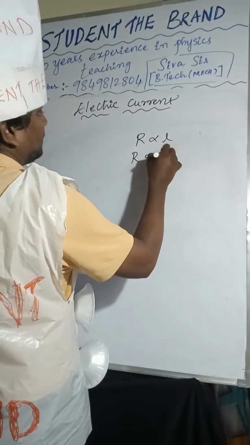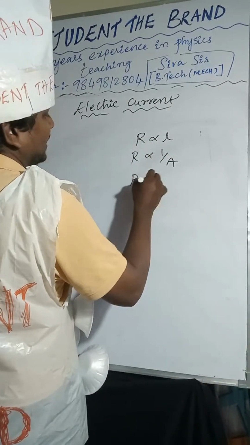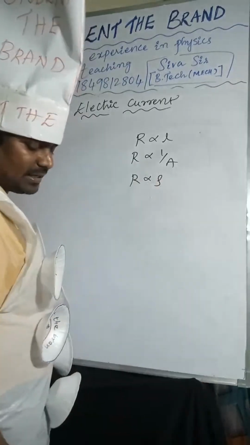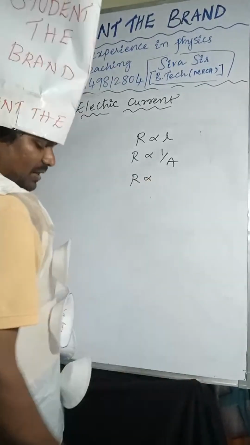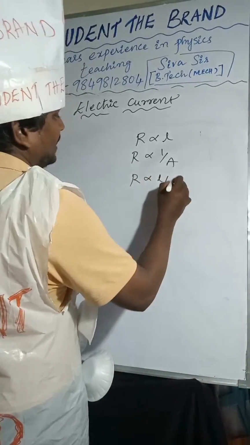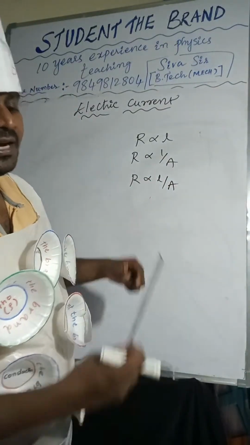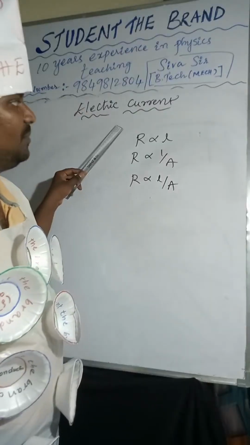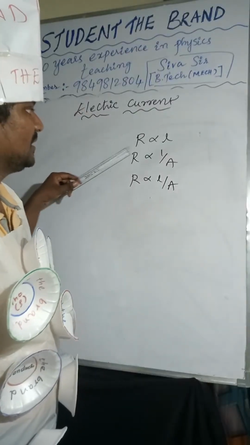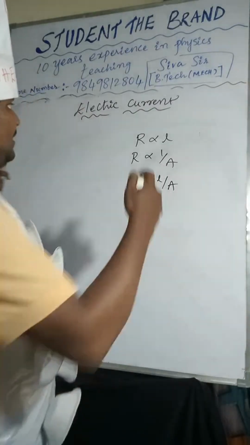R is inversely proportional to area. R is directly proportional to L by A. Once again, resistance is directly proportional to length of the conductor. Resistance is inversely proportional to area of the conductor.